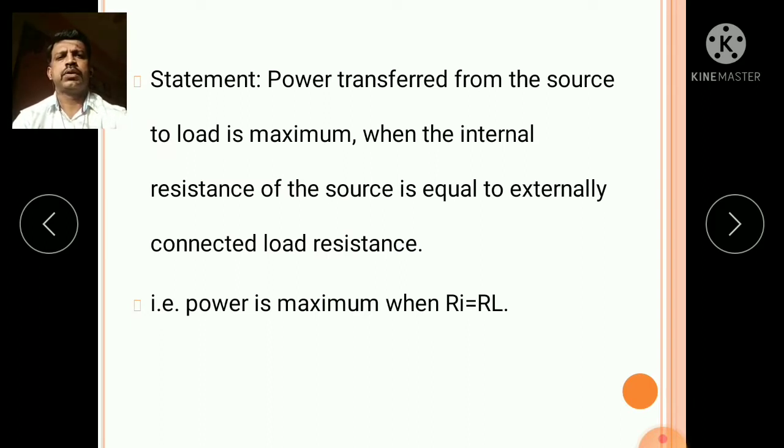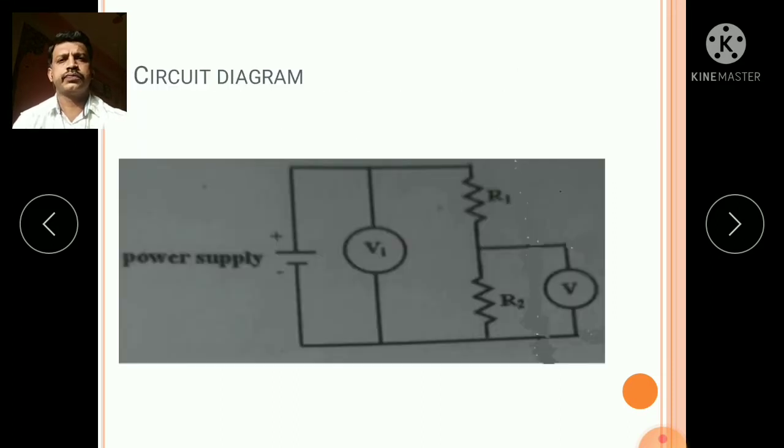Statement: power transferred from the source to the load is maximum when the internal resistance of the source is equal to the externally connected load resistance. That is, power is maximum when internal resistance Ri is equal to load resistance RL.